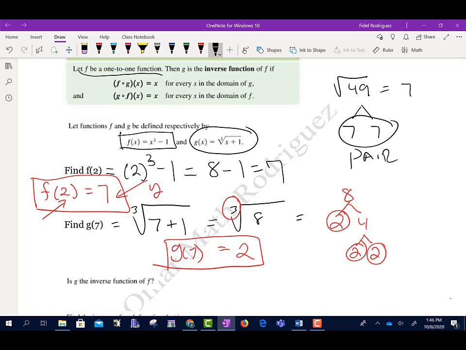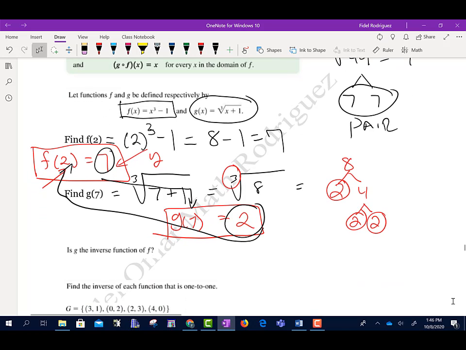And then what I want you to notice is we took that y value and we plugged it in for x in the other function, and we came up with 2, which was the x value we had the original time. So the question is asking me, is g the inverse of f? Are they doing sort of the opposite things? Well, one way we can figure that out is we can find the composition of those two functions.